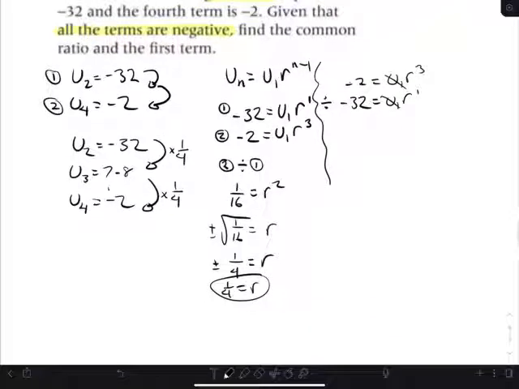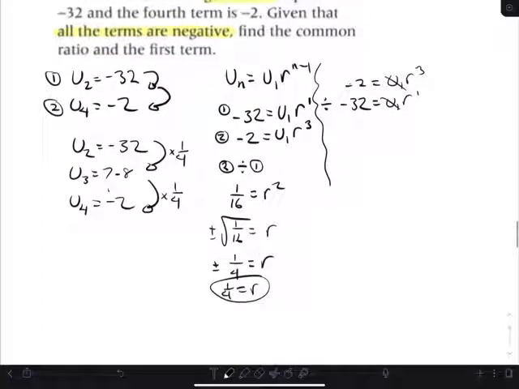They also asked for the first term. So what's that going to be? Well, I now have un equals u1 r to the n minus 1. I now know what r is, so I need to find u1. So I can use one of my 2 bits of information.